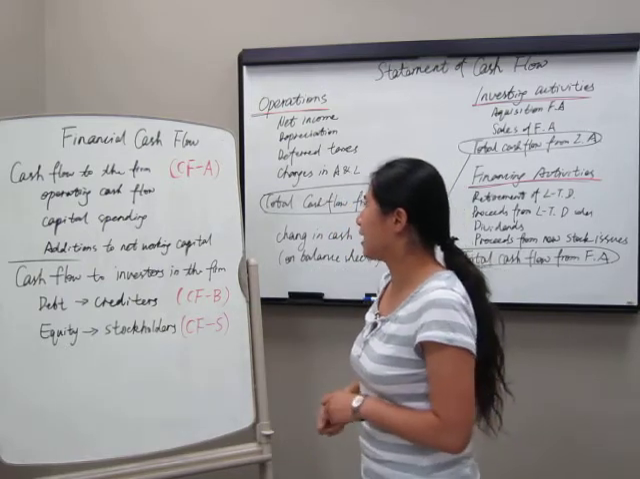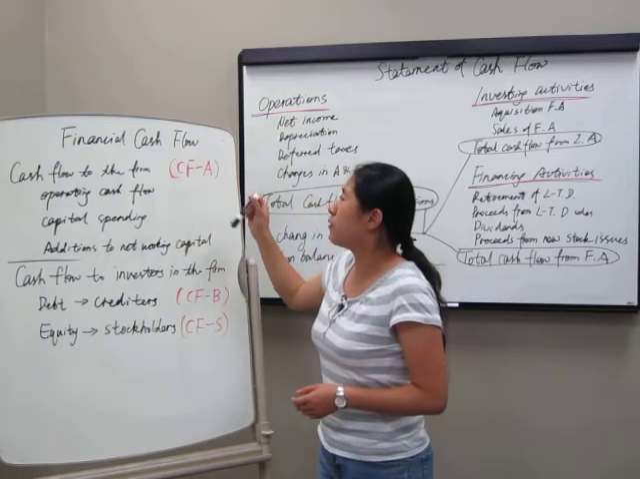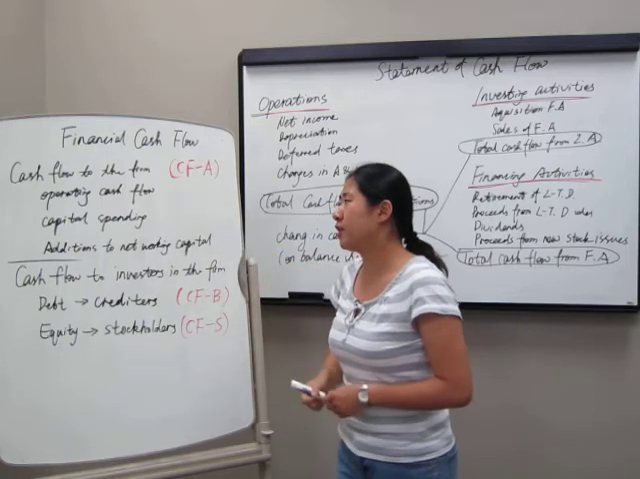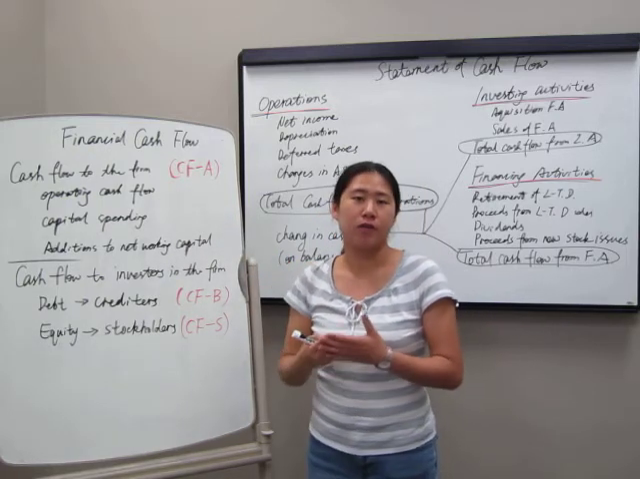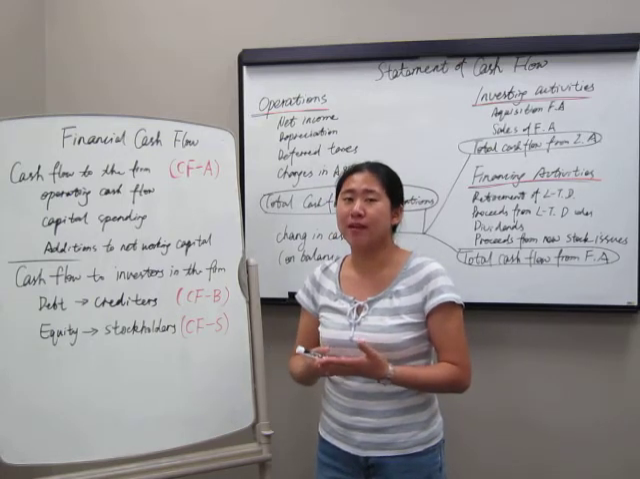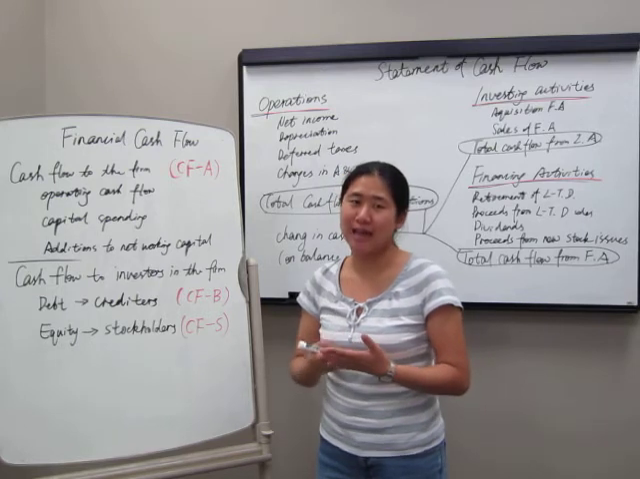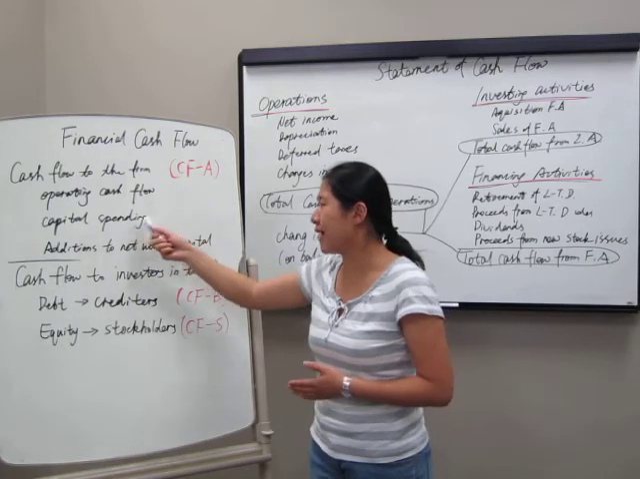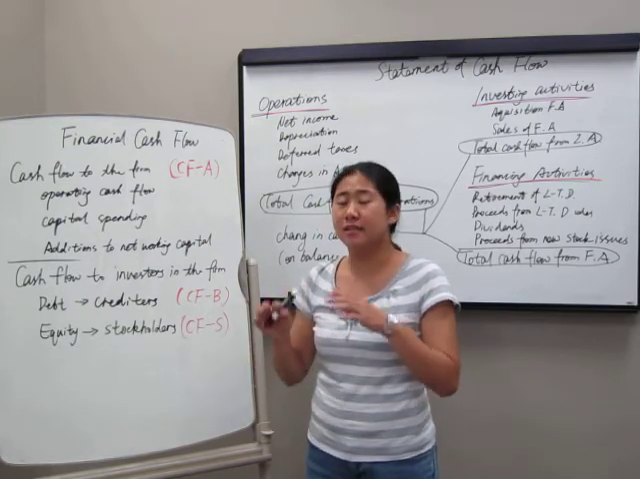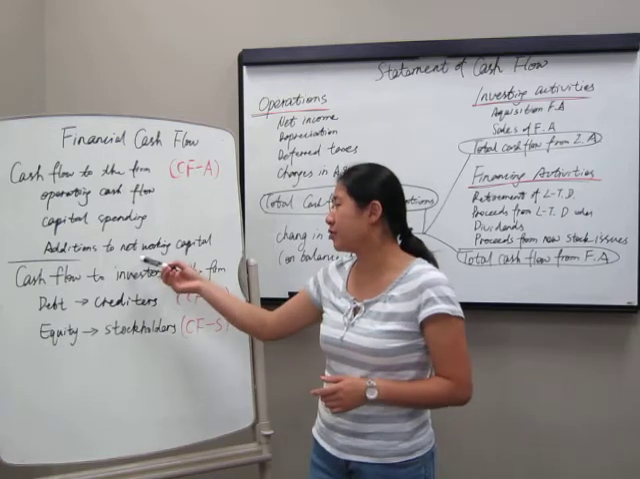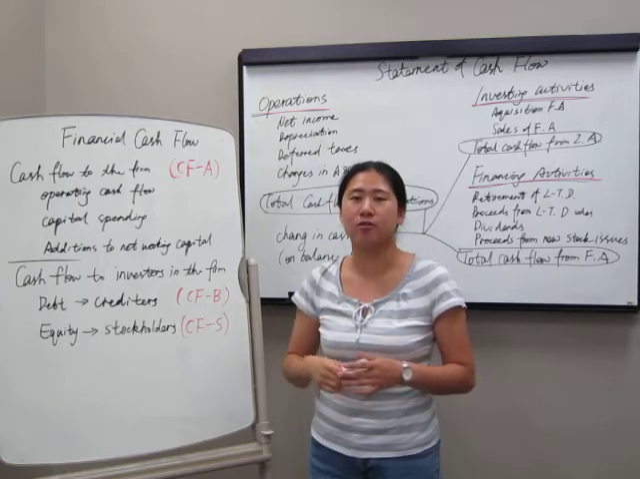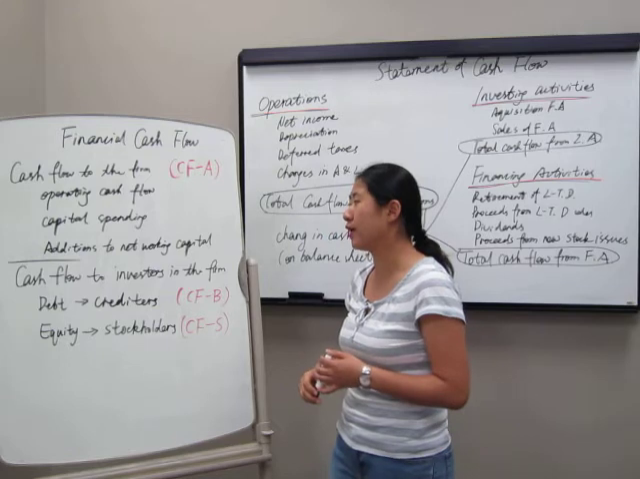So let's see how to calculate cash flow to the firm. Cash flow to the firm is composed of three parts. The first is operating cash flow, which equals the earnings before interest expense and tax expense plus depreciation minus current tax liability. Capital spending equals the acquisition of fixed assets minus the sales of fixed assets. Additions to net working capital is very simple: just use the current year's net working capital minus last period's net working capital.